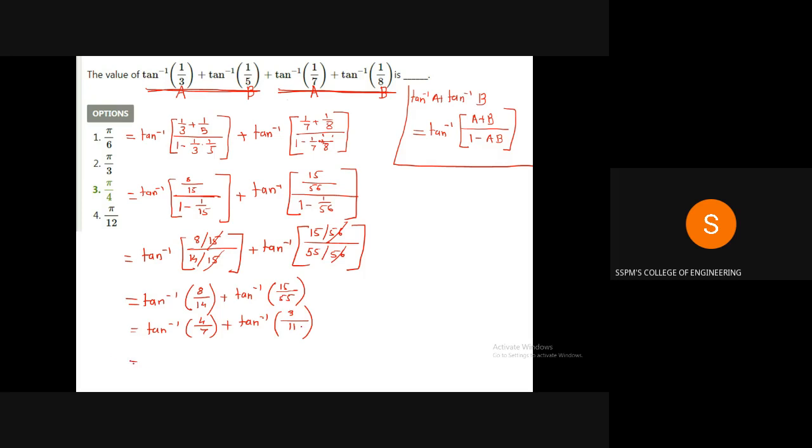Okay. Again we can use this formula. Again here we have tan inverse, suppose this is A, this part is B. So again we will apply this formula over here. Tan inverse A plus tan inverse B. So what we will get? Tan inverse A plus tan inverse B is tan inverse into square bracket A plus B. What is A here? It is 4 by 7 plus 3 by 11 divided by 1 minus 4 by 7 into 3 by 11.